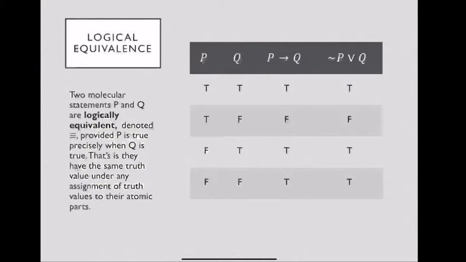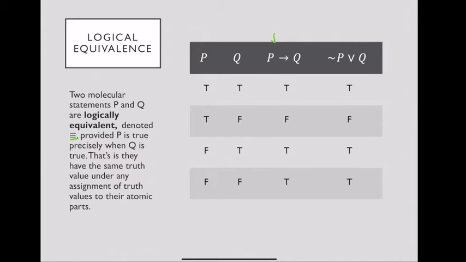Cool, refresher. Logical equivalence. We say that 2 statements are logically equivalent, which we denote with 3 lines together, provided P is true precisely when Q is true. That means they have the same truth value under any assignment.